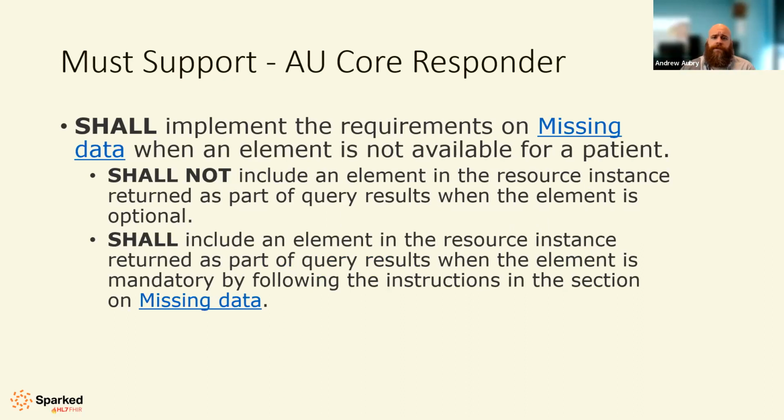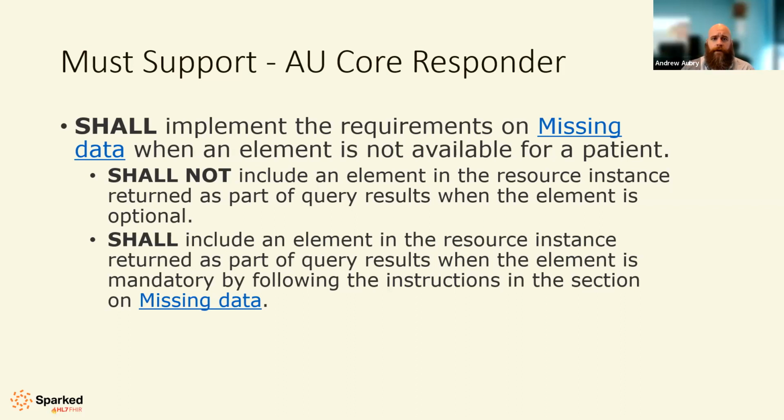Finally, the third requirement comes in and says, now when those situations arise where you've been capable, you don't have that data available in this instance, here's what you should do instead. It gives us two scenarios. The first scenario being when an element is optional, so a cardinality of 0. If the AU Core responder does not have that data, it just omits that element. That is still valid from the FHIR perspective because that element can be omitted, it is optional, and it adds no value saying it's absent.